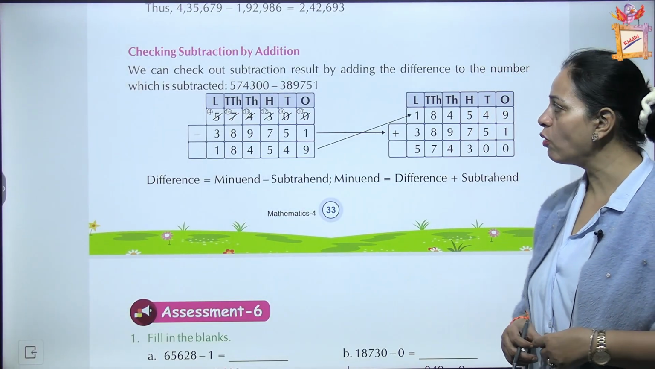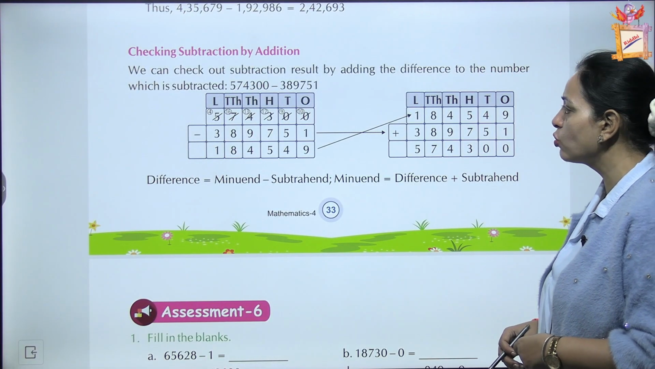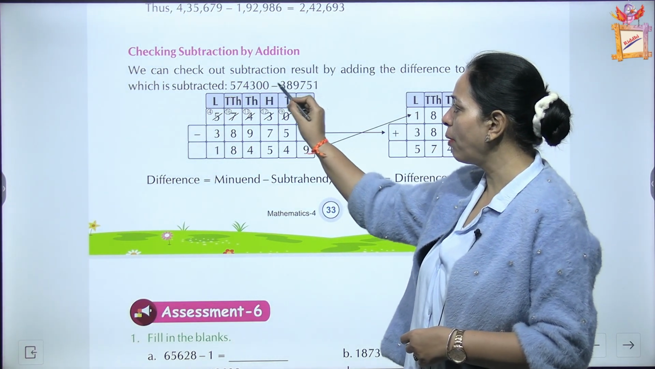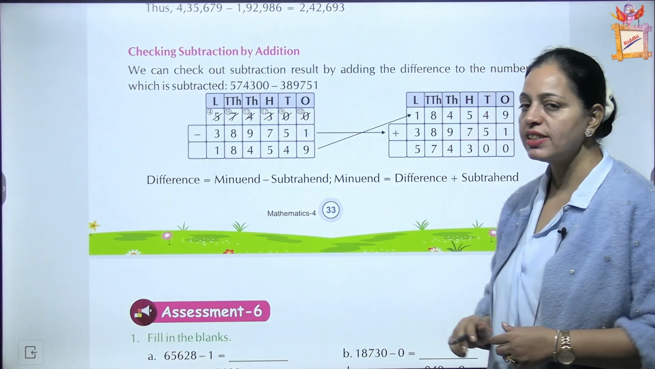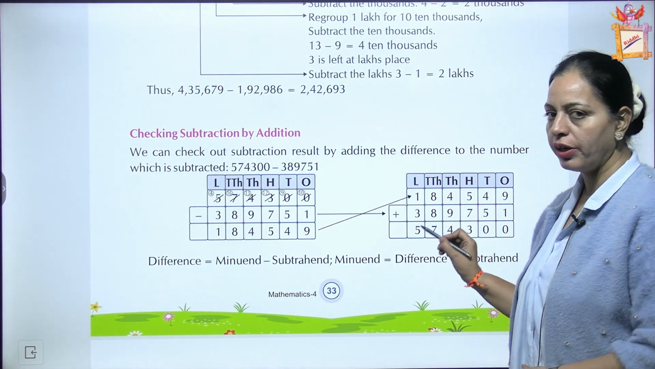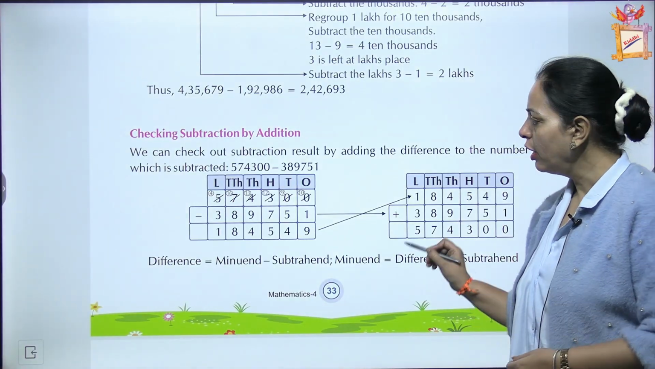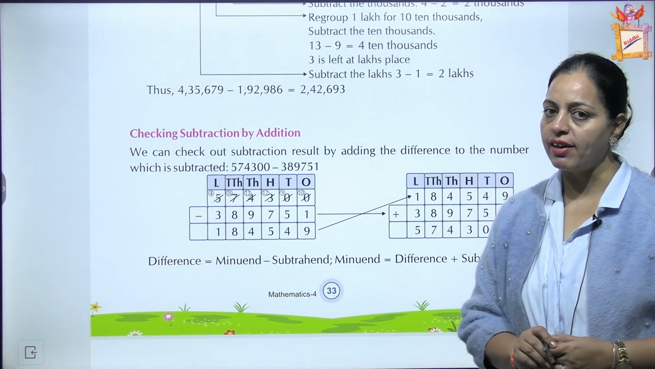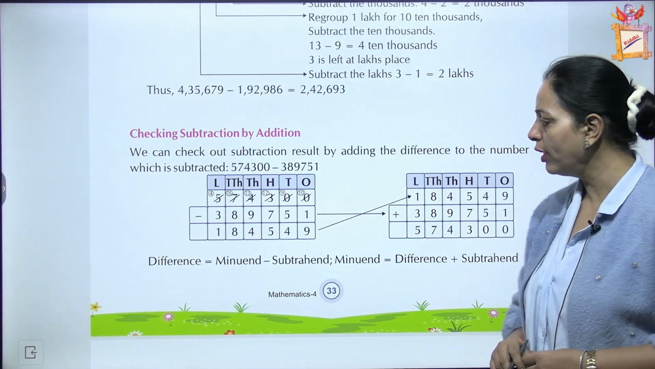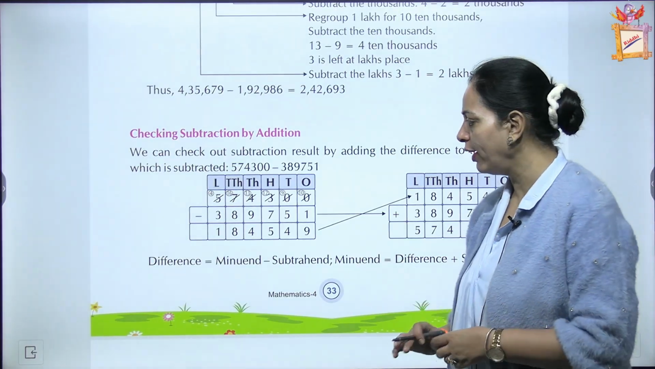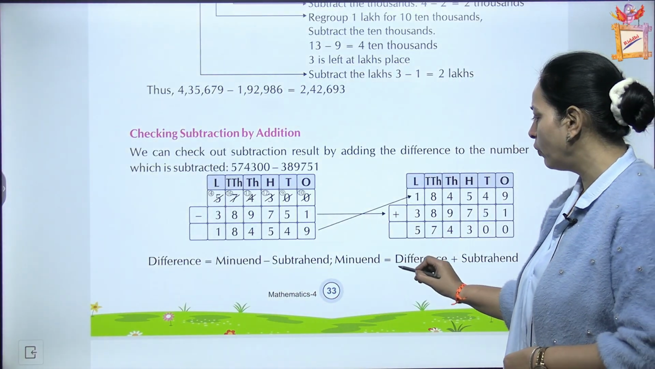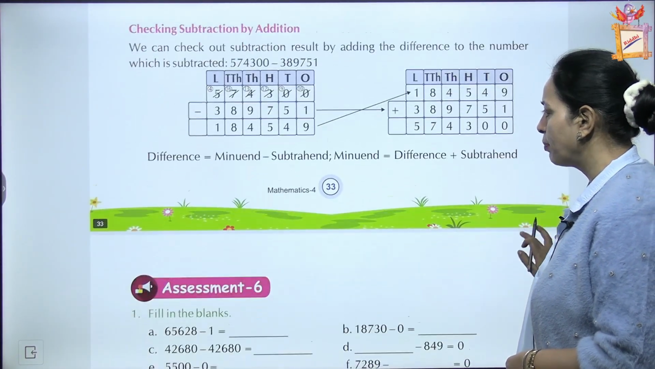Now checking subtraction by addition, we can check our answer too. How? We can check our subtraction result by adding the difference to the number which is subtracted. Suppose these are the two numbers, we subtracted. This is the result. So now what to do? The difference plus the smaller number, we will add these two. If we are getting the minuend, it means our answer is correct. So we are adding these two, we are getting the same number, the minuend. So it means our answer is correct. You can see difference is minuend minus subtrahend, and minuend equals difference plus subtrahend.